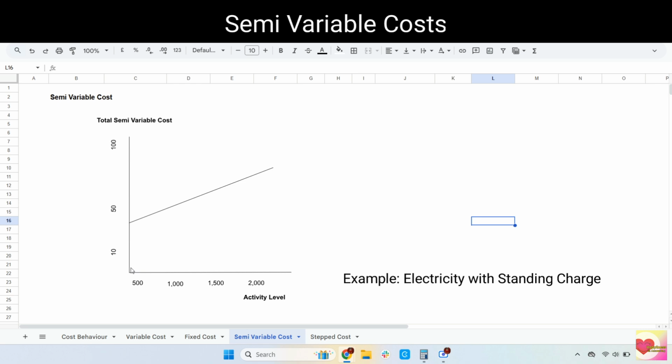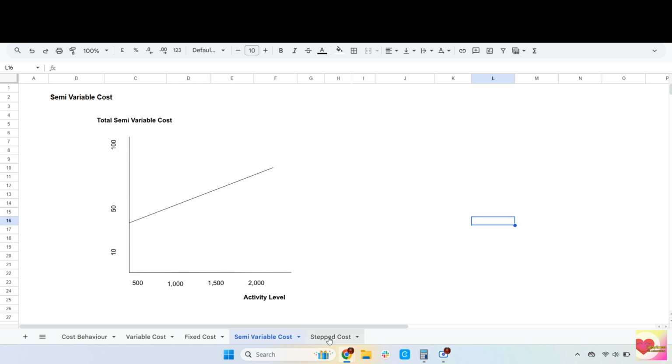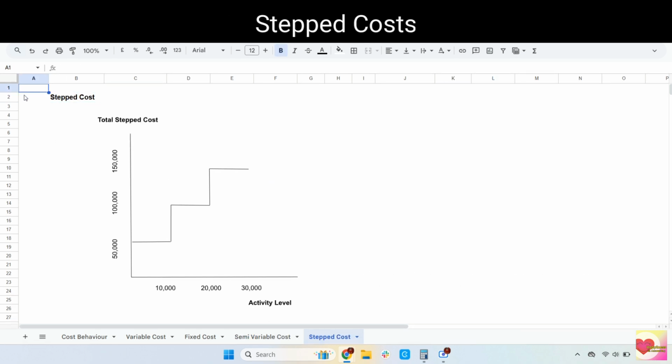An example of semi-variable cost is electricity with a standing charge. The standing charge is the fixed amount up to a certain level of usage. So in this example, it's 40 pounds per month, and the number of units that can be produced is up to 500 units. So we have to pay 40 pounds for 0 to 500 units of usage. If we have to produce more units, then there will be further electricity consumption, therefore additional charges above the standing charge.